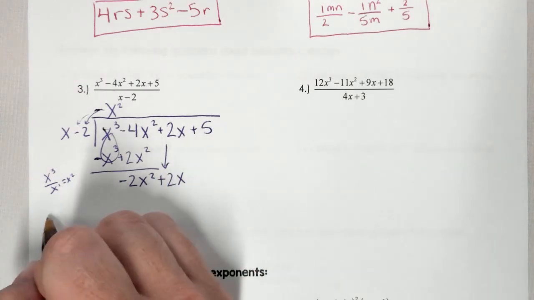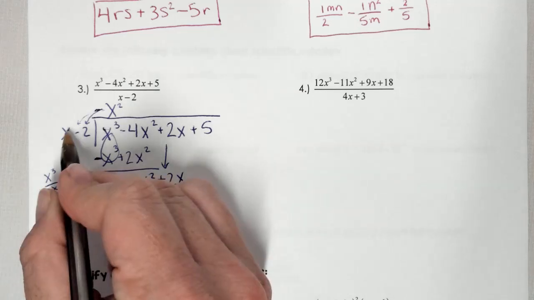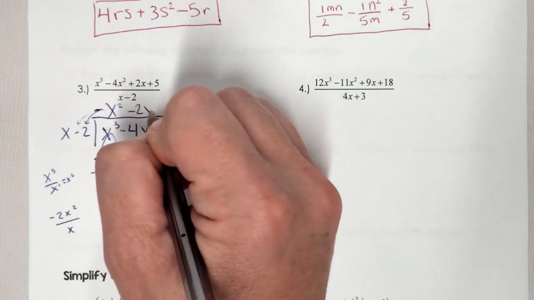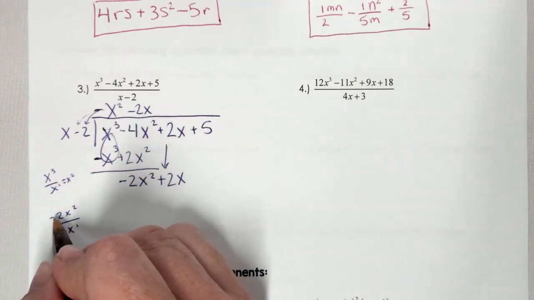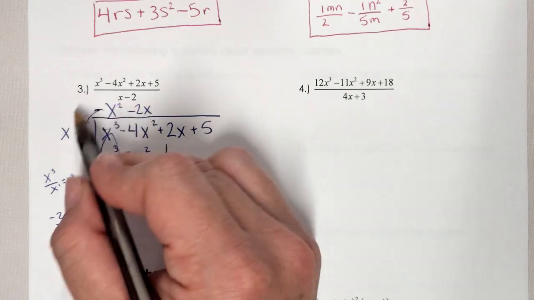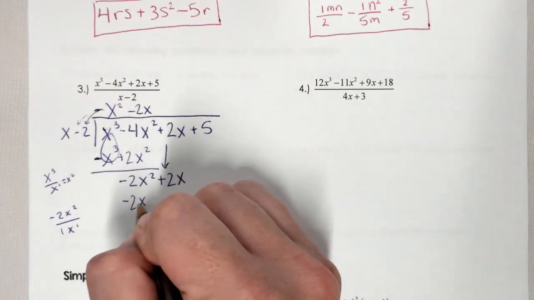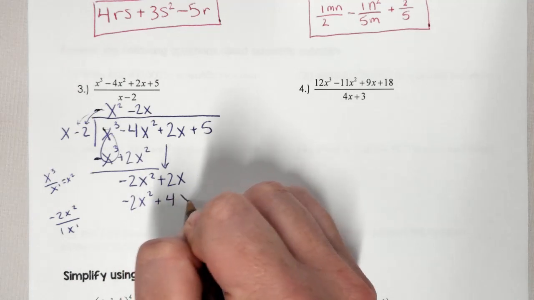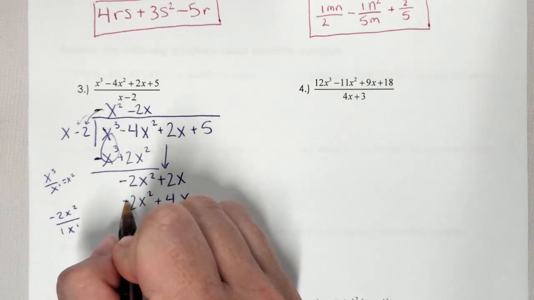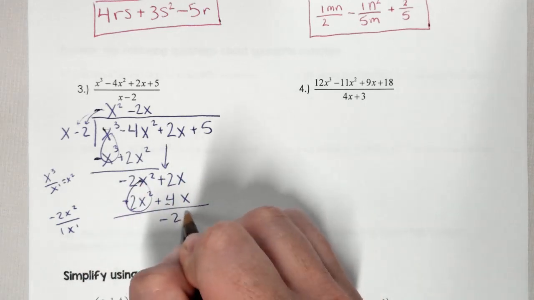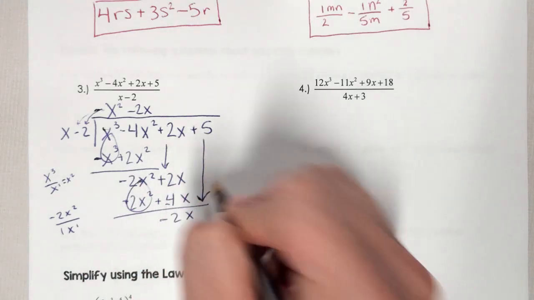So now I have this term divided by this one. Well, that gives me negative 2x because 2 minus 1 is 1, and the negative 2 divided by 1 is negative 2. Multiply negative 2x times x is negative 2x squared. Negative 2x times negative 2 is positive 4x. But I subtract, so opposite, opposite. Zeroes out, and I get negative 2x. Bring down my last term.